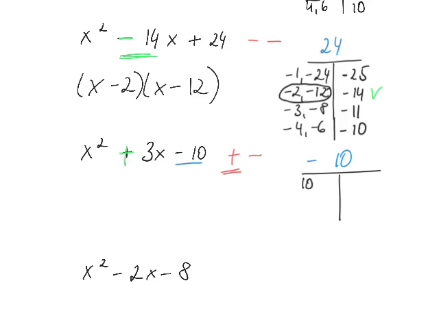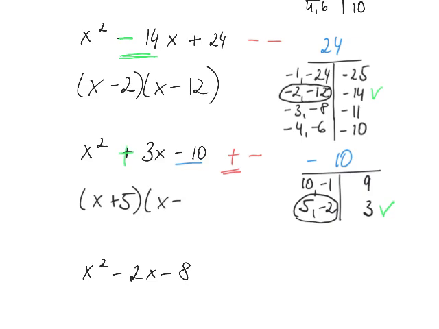So that gives me a 10 and a minus 1. 10 times minus 1 is minus 10. And a 5 and a minus 2. 5 times minus 2 also gives me minus 10. So we add the two together. 10 minus 1 is 9. 5 minus 2 is 3. So that means it is this number I am looking for. And the numbers are 5 and minus 2, which means our brackets are (x + 5)(x - 2).